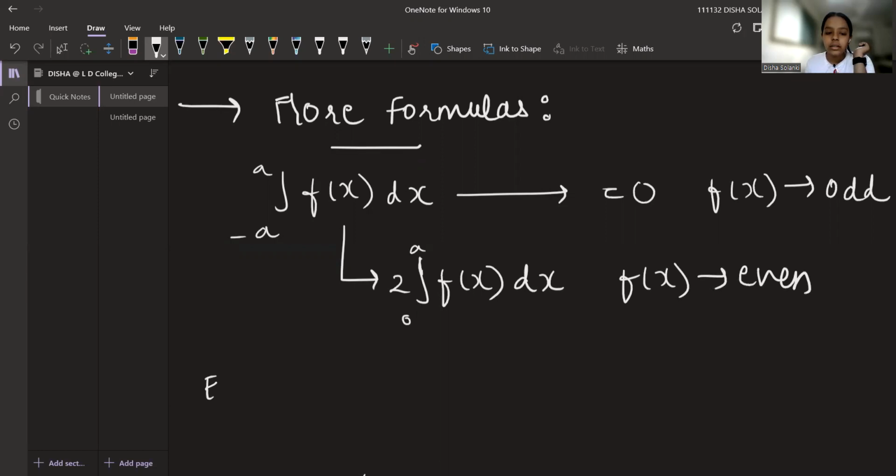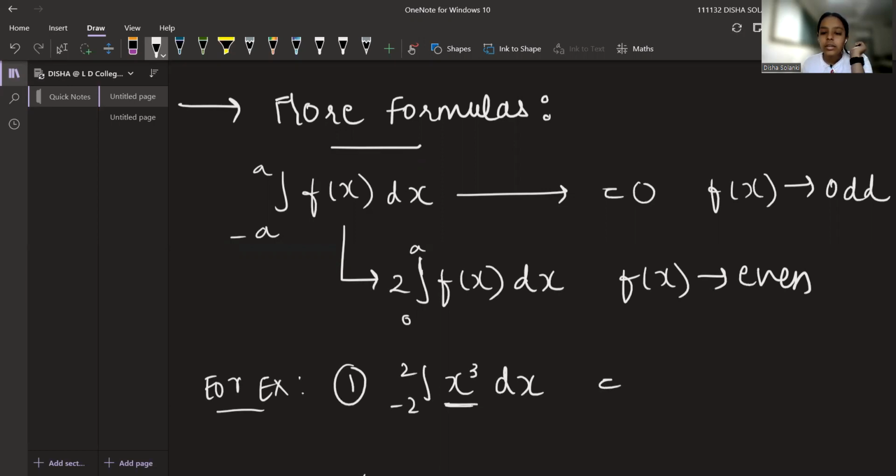For example, let me take an example for you. If we have been given -2 to 2 x cube dx. As you all know, x cube is an odd function, right? So we have directly got the answer, that is 0. You don't need to calculate it further.